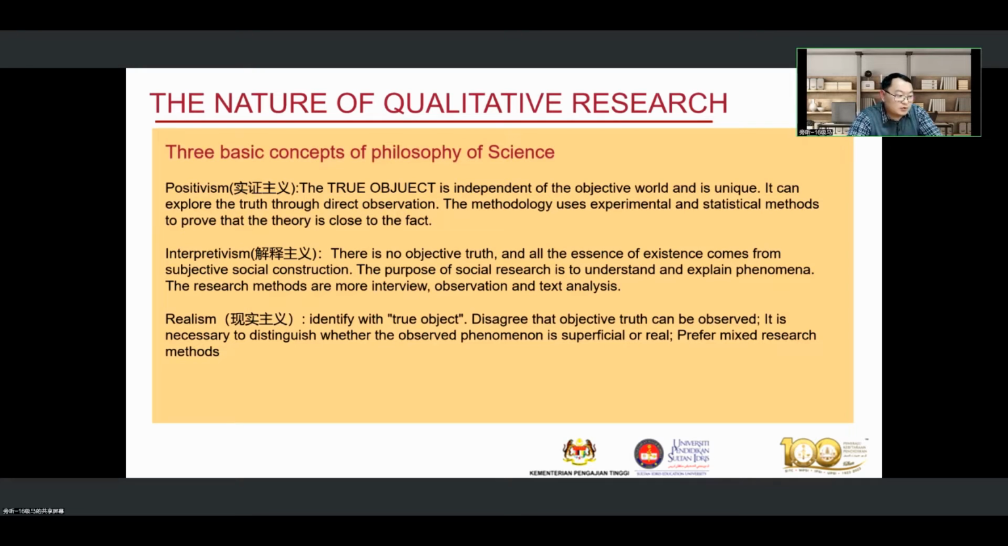The third is realism. They think identify with true object. Disagree the objective truth can be observed. It is necessary to distinguish whether the observed phenomenon is superficial or real. They generally use the methods. The use of a variety of research methods may help us reach more words and complete the this better.